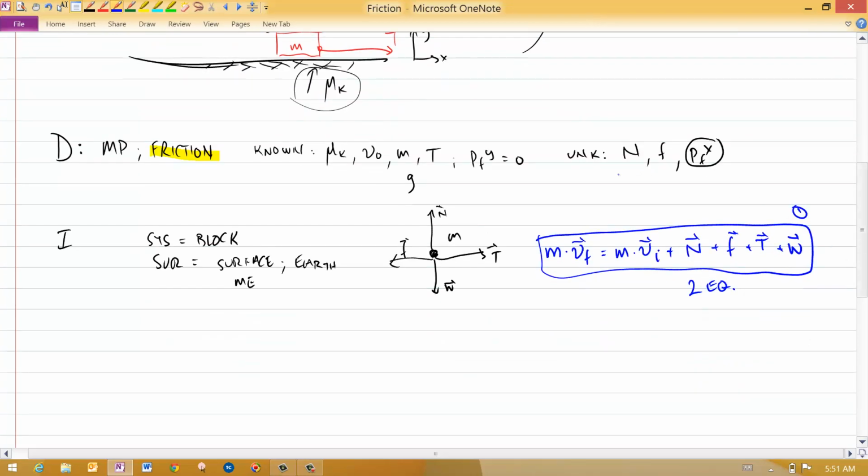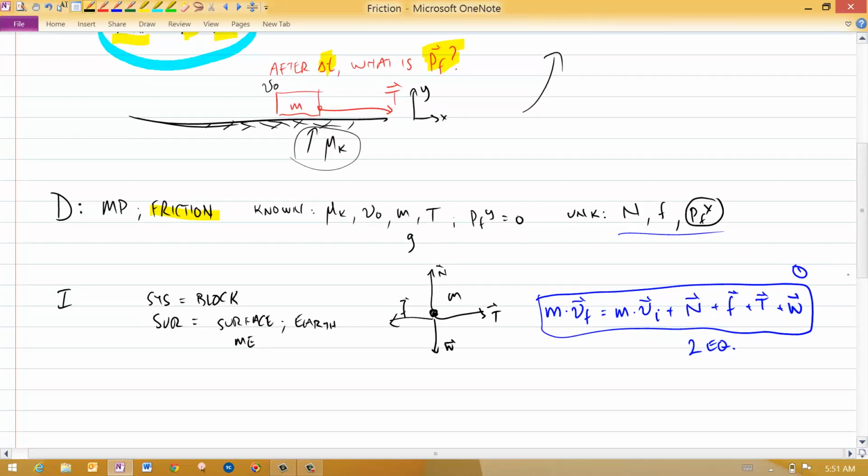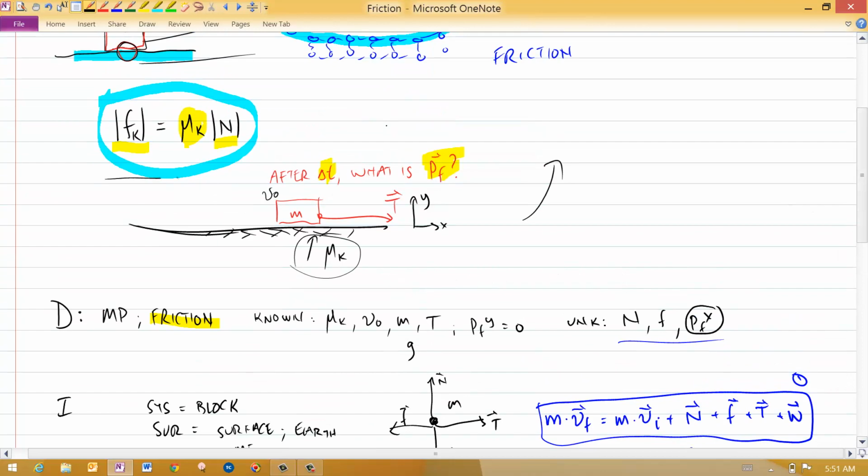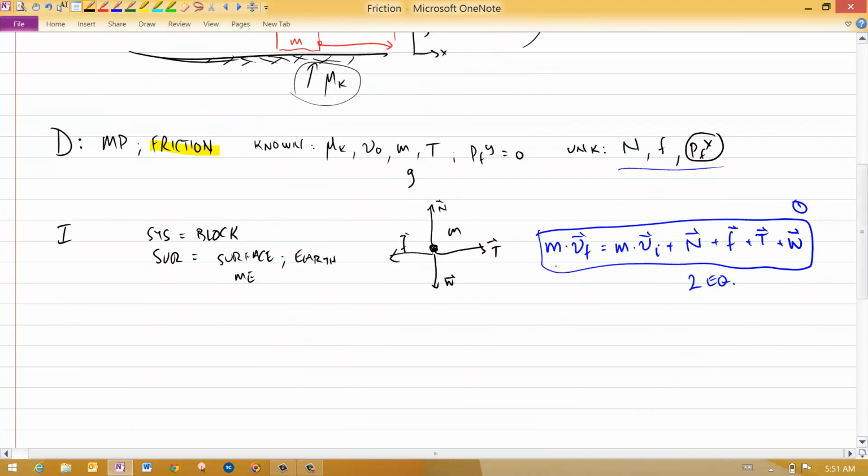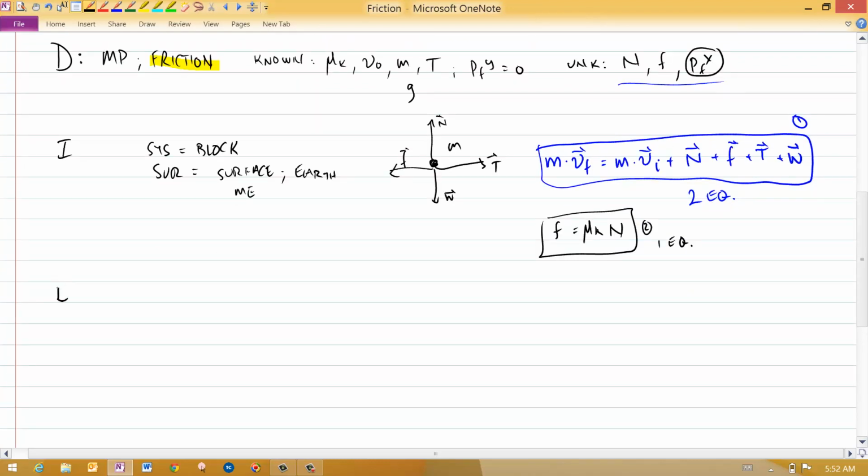I've got 3 unknowns and 2 equations, so I need one more idea, and I have not yet used the friction approximation. That will be my equation number 2: F is equal to mu k times N. Now this is not a vector equation, this is a relation between the magnitudes of these vectors. So now I've got 3 equations and 3 unknowns, and now I can solve it.